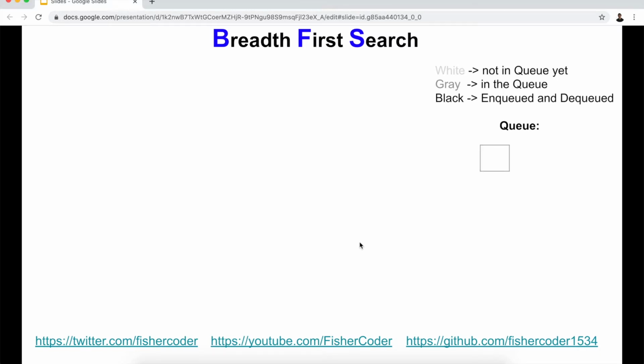We'll use a queue, which is very standard as we learn about breadth-first search, where we always apply a first-in, first-out queue. As you see here, we'll use a queue. And a few other things we want to define, we'll use different colors.